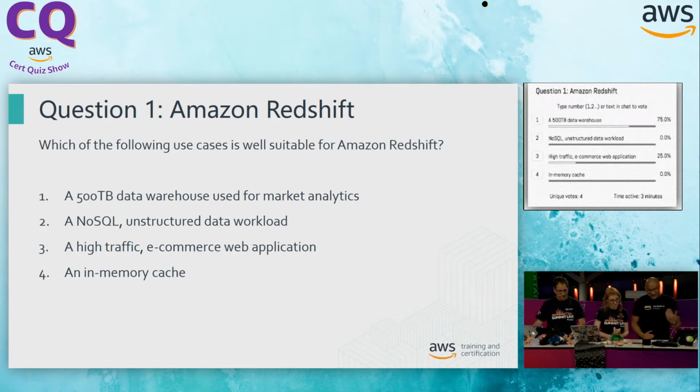And then lastly, an in-memory cache. Now, Redshift is not an in-memory cache. There is a hard disk in the back end where we store the data. If we're talking about in-memory caches, typically you'd look at something like ElastiCache, where we offer Redis or Memcached, depending on what the customers want to use. So that's the incorrect answer. We'll lock in number 1.